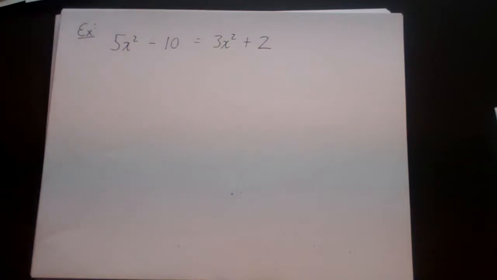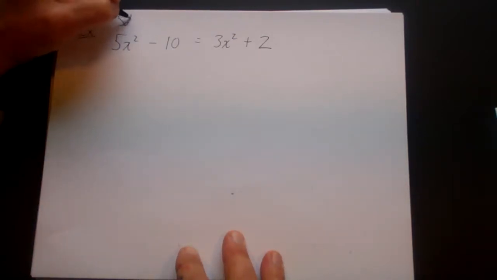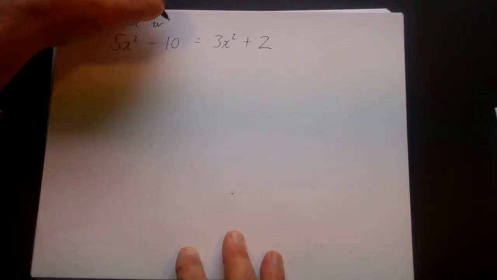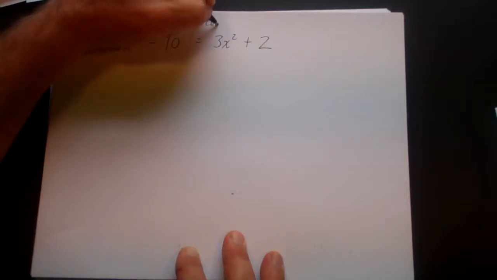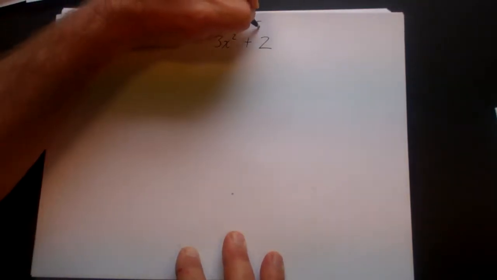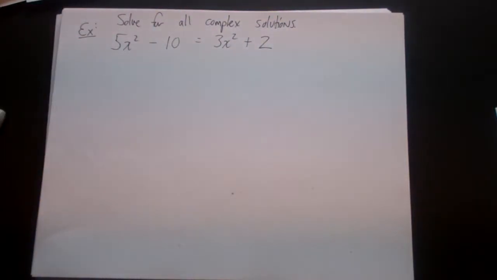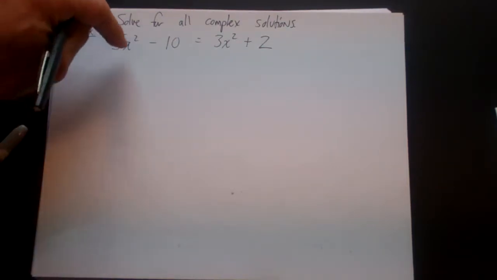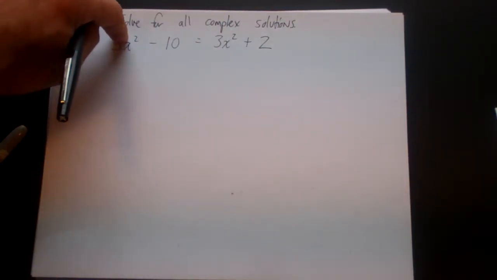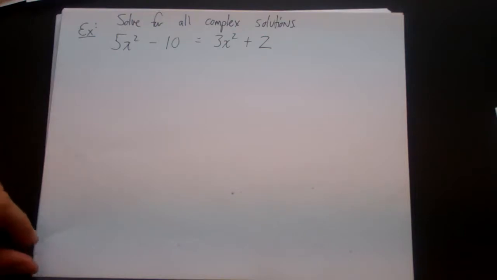Let's look at one more problem. So here we have 5x squared minus 10 is equal to 3x squared plus 2. This one might say solve for all complex solutions. If it says solve for all complex solutions, that means you're interested in both real solutions and imaginary solutions. So the first thing you're going to do is notice that there's an x squared term but no x term, so you know this is going to be a square-root problem.